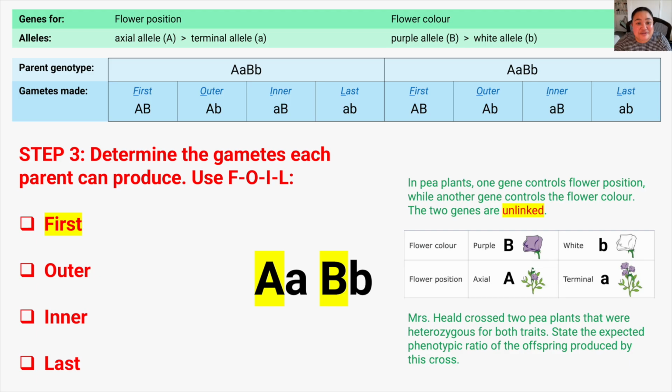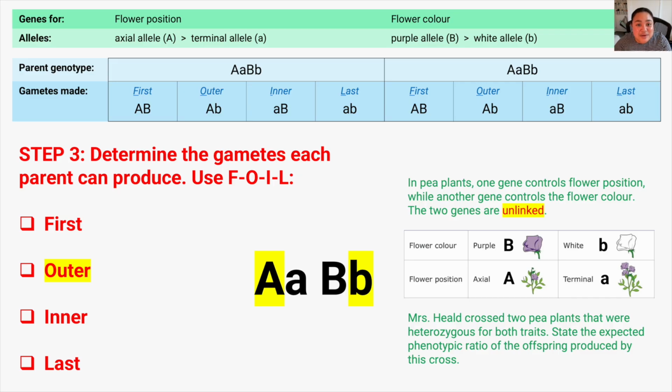F stands for first. The first allele of each gene goes into the first gamete. That's the big A allele for gene A and the big B allele for gene B. So let's pop those into the first box for the first gamete.